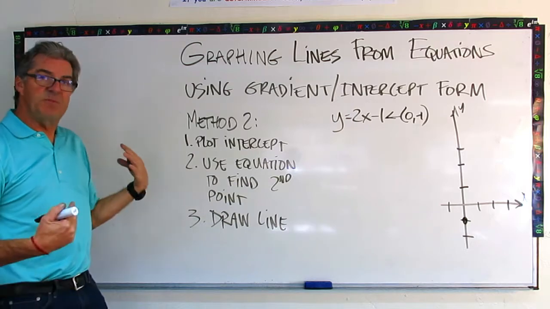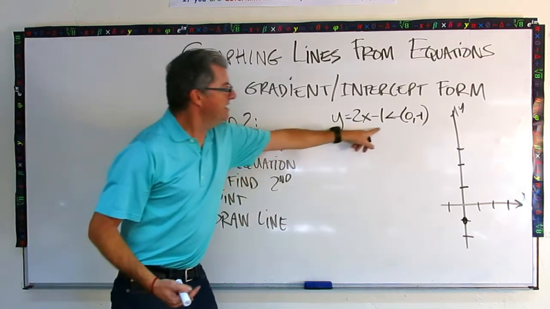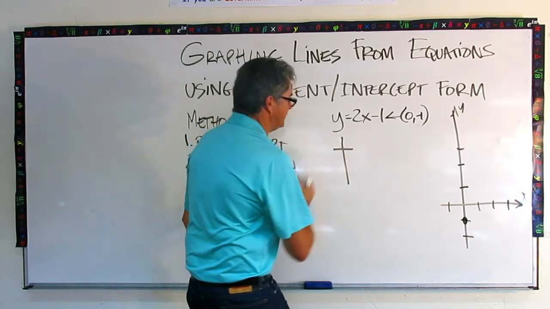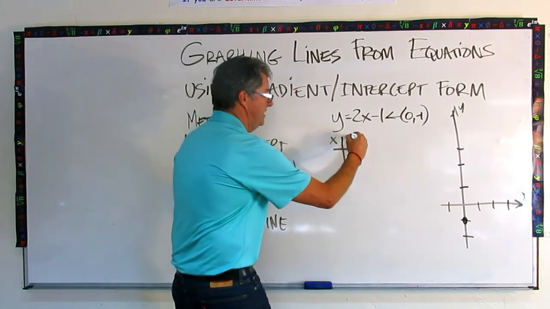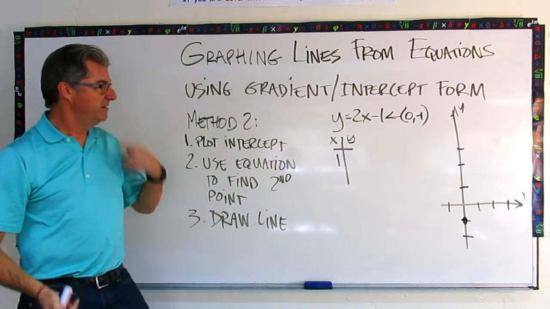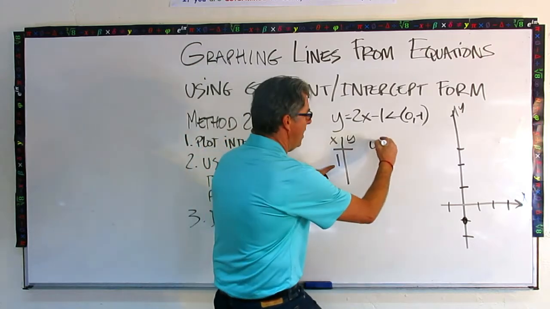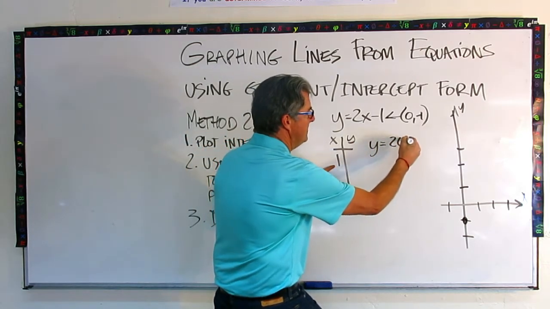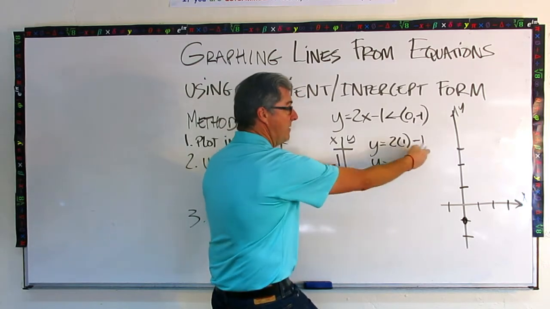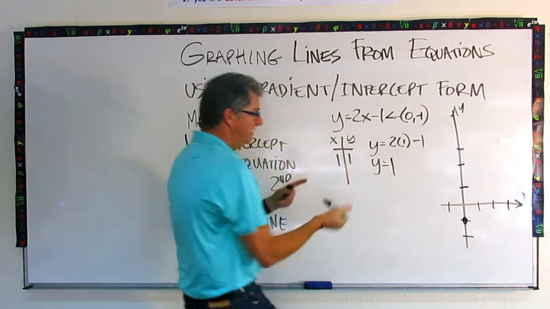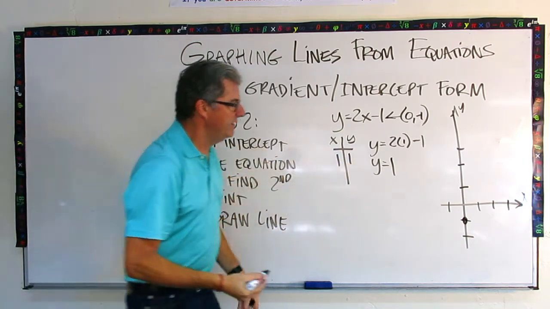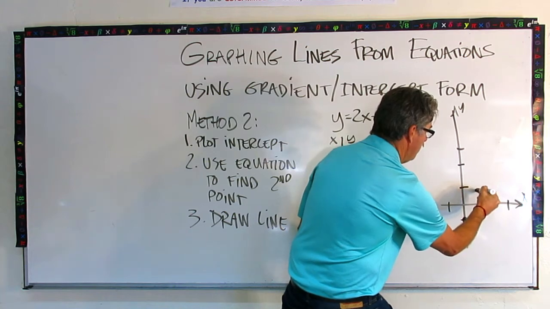What that means is we just pick a value for x, plug it into the equation, and see what y is. I like to pick simple values. Let's pick 1 for x. That's really easy to evaluate. So if x is 1, then y equals 2 times 1 minus 1. That's 2 minus 1, so y is going to be 1. So the second point for this line is (1, 1). That's right there.